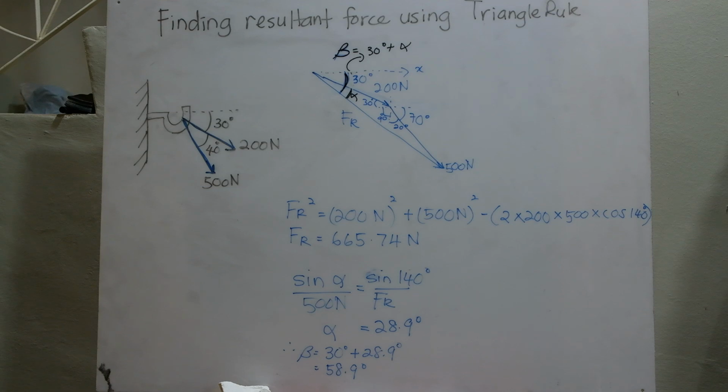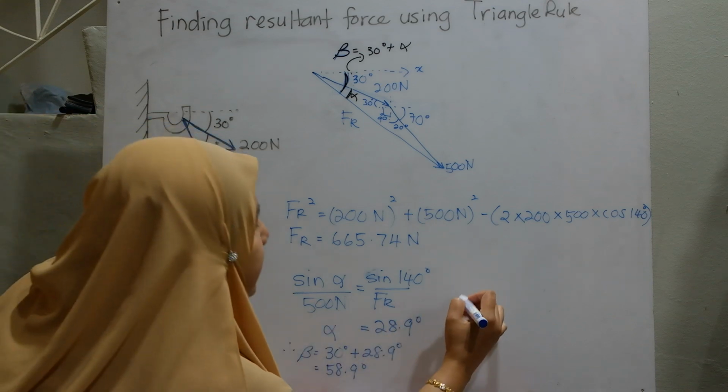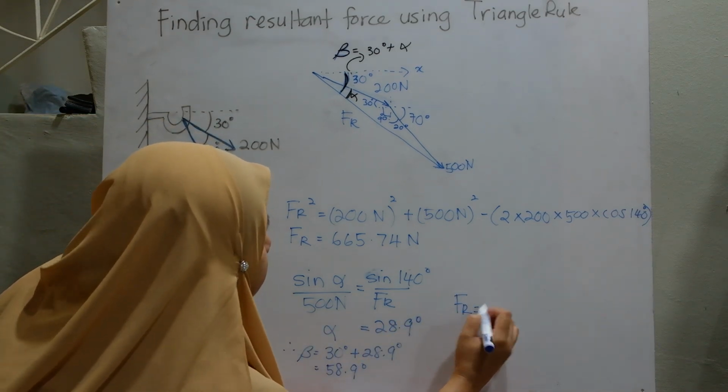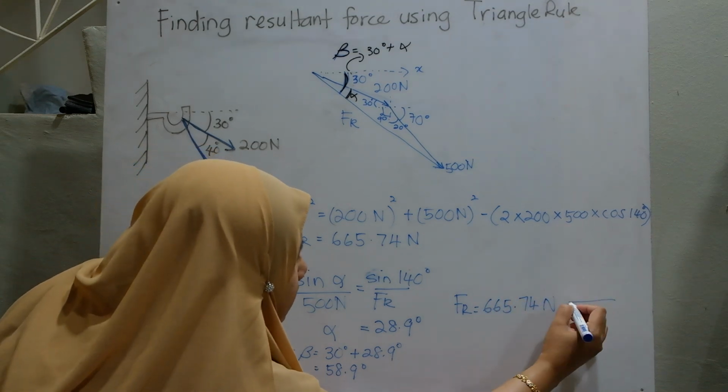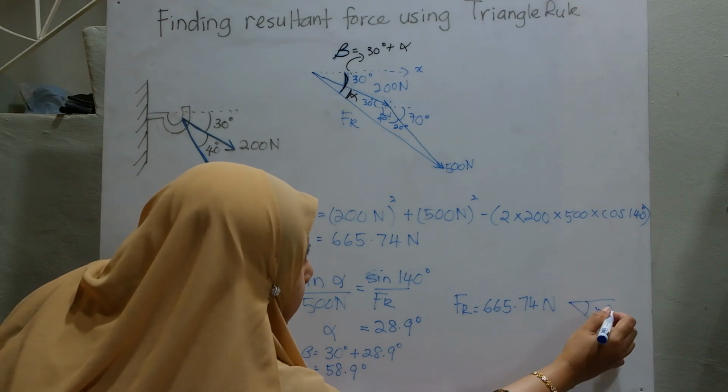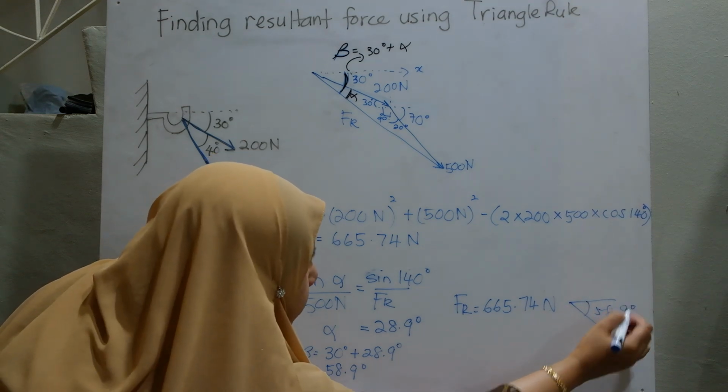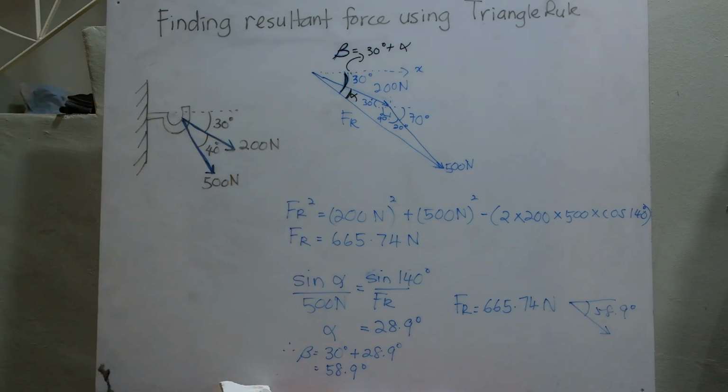That is our beta. For the final answer, if you have to find the magnitude and direction of your resultant force, you have to write it like this: FR is equivalent to 665.74 Newton with the angle of 58.9 degrees. That will be your final answer. So this is how we solve it using the triangle rule.